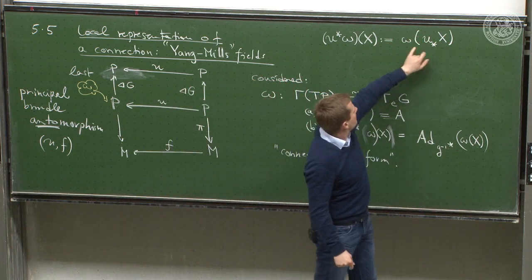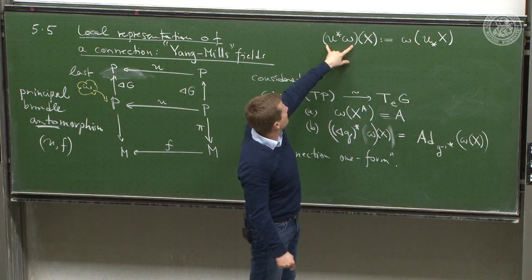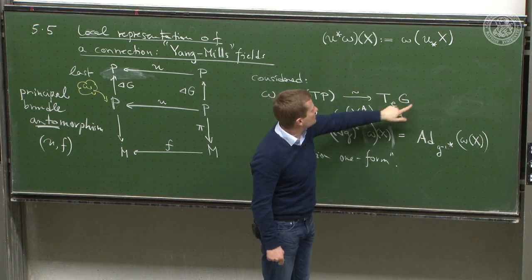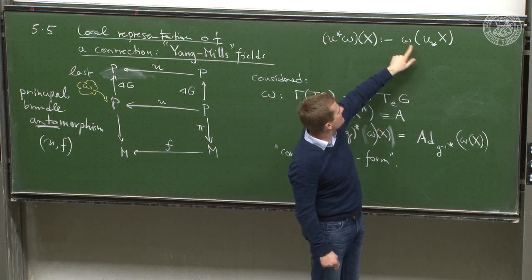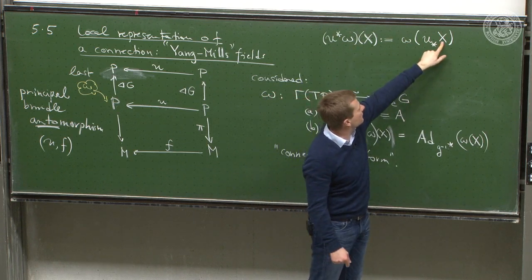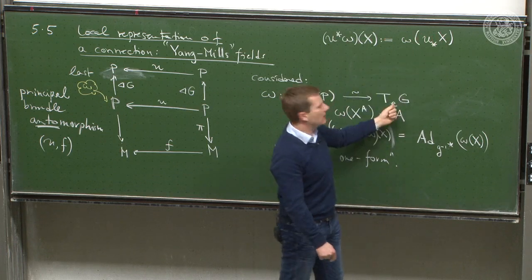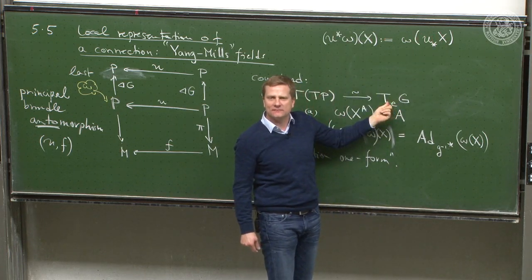Because of this object here, the pullback of omega, is as much Lie algebra valued as this guy is, because the pullback is defined in terms of the push forward. This is just a normal vector. The pullback doesn't care about where you land.